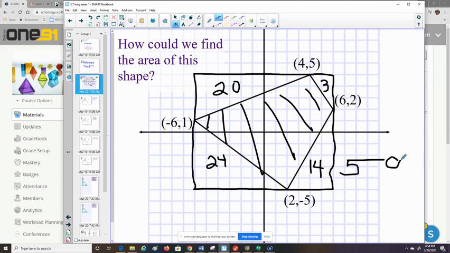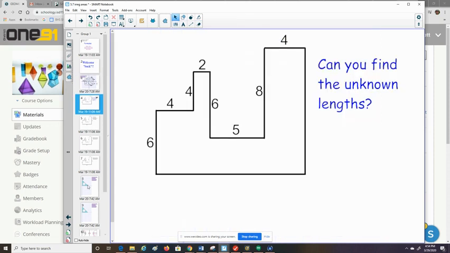So that is the basic idea. Wow, that is the strangest looking 5 that I've ever seen. I'm just going to fix that up a little bit. So 59 square units for that shape. That's the basic idea. Tomorrow I'll have a couple other shapes that we'll take a look at.